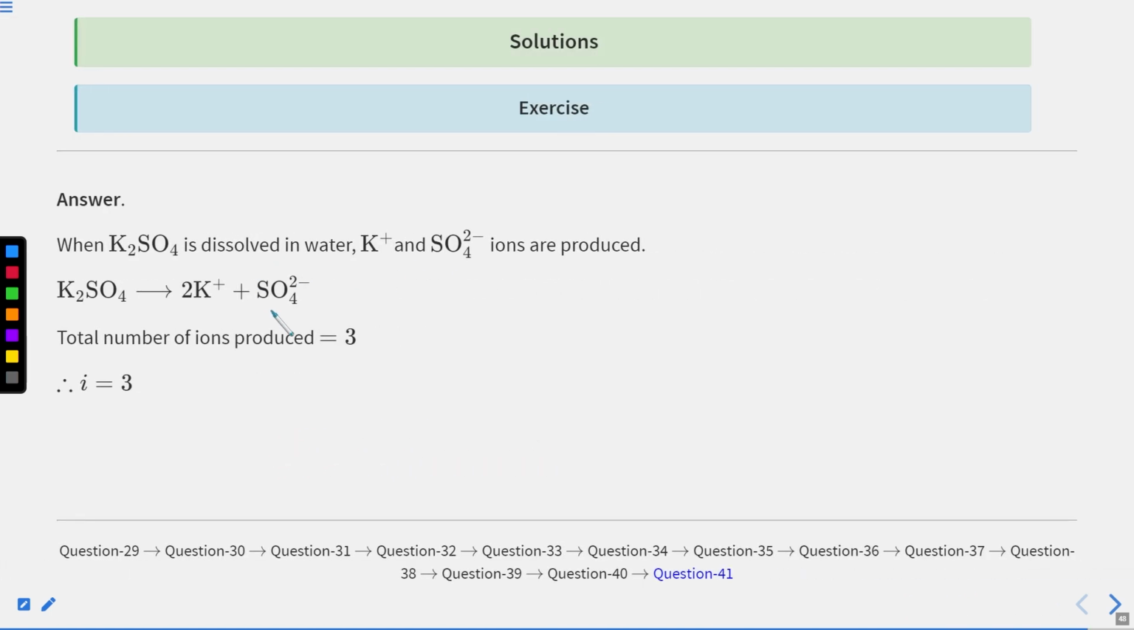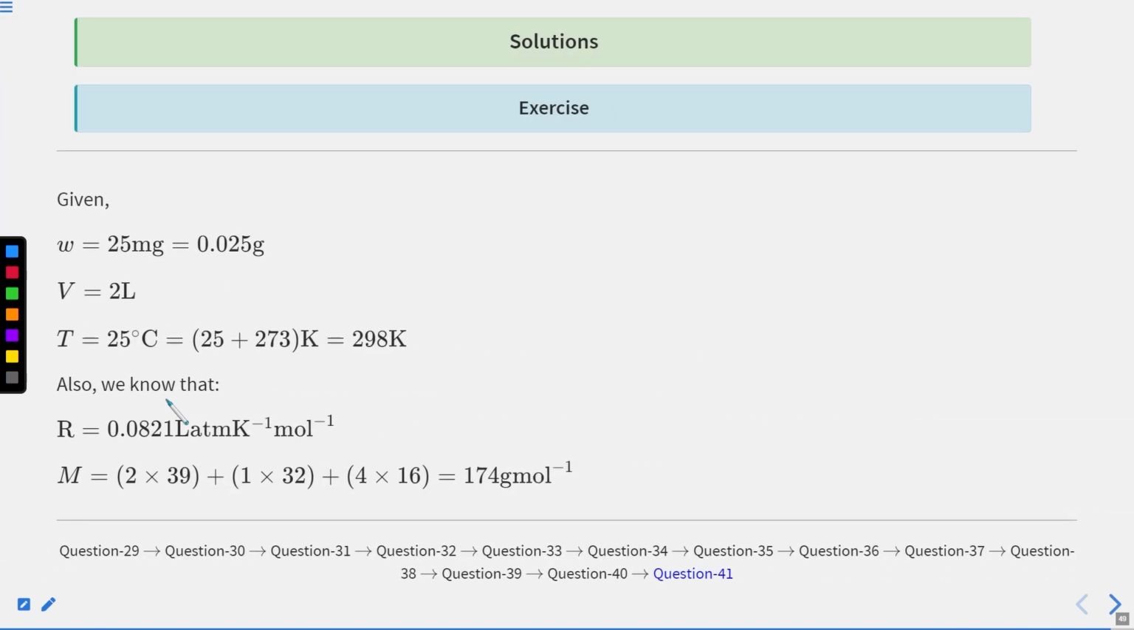So let us see the solution. First we dissociate K2SO4 completely into 2K plus and SO4 2 minus. That gives us 3, so the value of i equals 3. Then the weight is given as 25 milligrams, so we converted it into grams, 10 to the power minus 3, giving 0.025. Volume is in liters. Temperature we always have to convert into Kelvin. And R is taken as 0.0821 liter atm per Kelvin per mole. The molar mass of K2SO4 is 2 into 39, 32 into 1, 16 into 4, that is 174 gram per mole.